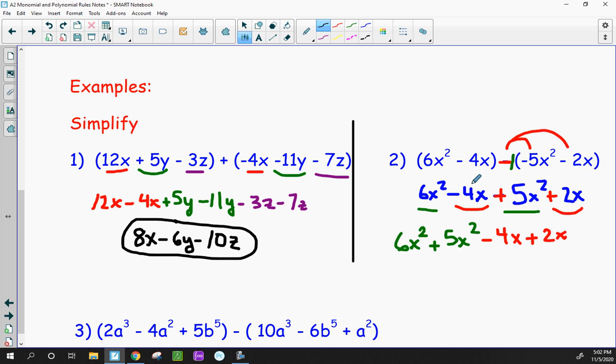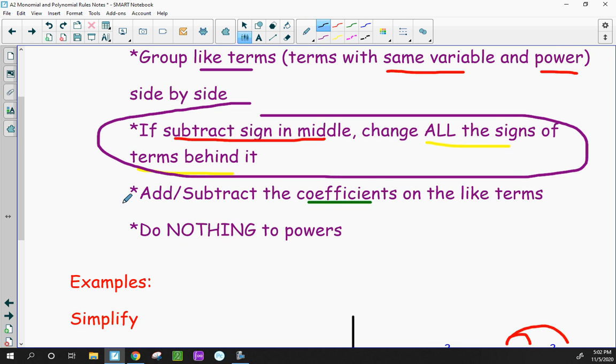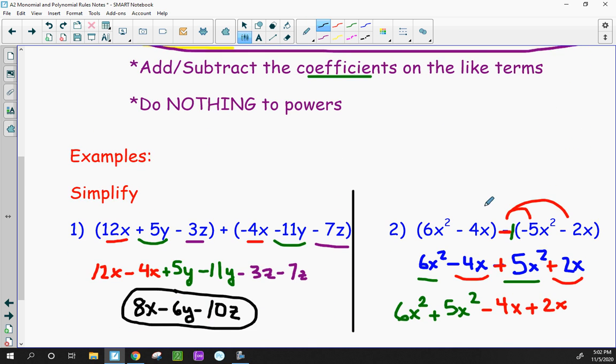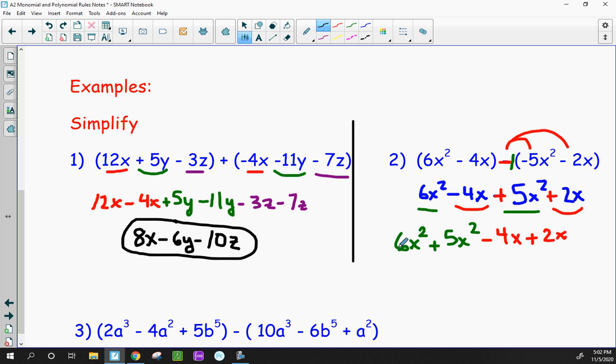Okay, and now we have grouped terms together. We're now going to add or subtract the coefficients on like terms. These are like terms in green. You are adding 6 plus 5. 6 plus 5 is 11. You're going to drop your variable down and your power. There are 6 of these and 5 more of these, making a total of 11. Next, there is a negative 4x plus a 2x. Negative 4 plus 2 is a negative 2, and then you drop your variable down. Again, these are unlike terms. That's the reason I cannot combine them, so this has to be the best answer.